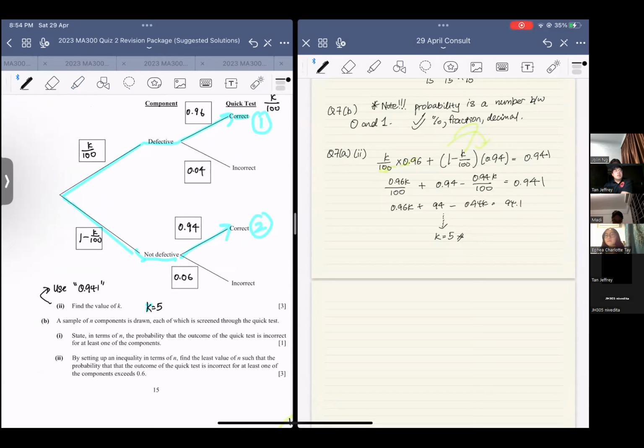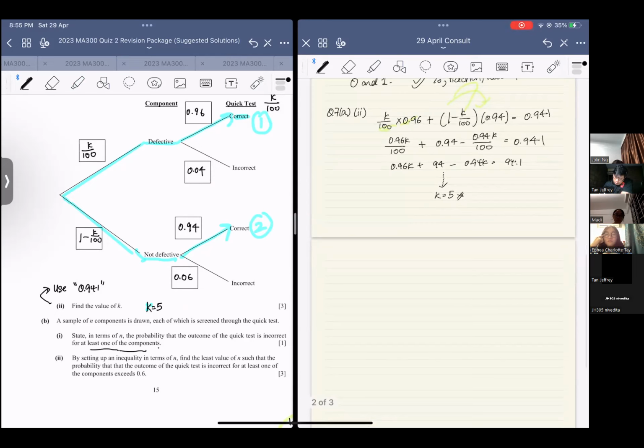Okay, so part B, I now draw a sample of n components. The n components are drawn, which is screened through, meaning I'm screening component 1, component 2, a lot of products through the quick test, right? Then the outcome of the quick test is incorrect for at least one of the components. Remember just now somebody was asking what we do when we see at least? The word at least will tell you that you need to use the complementary principle. So this part needs to use the complementary principle for sure. This is the only method.